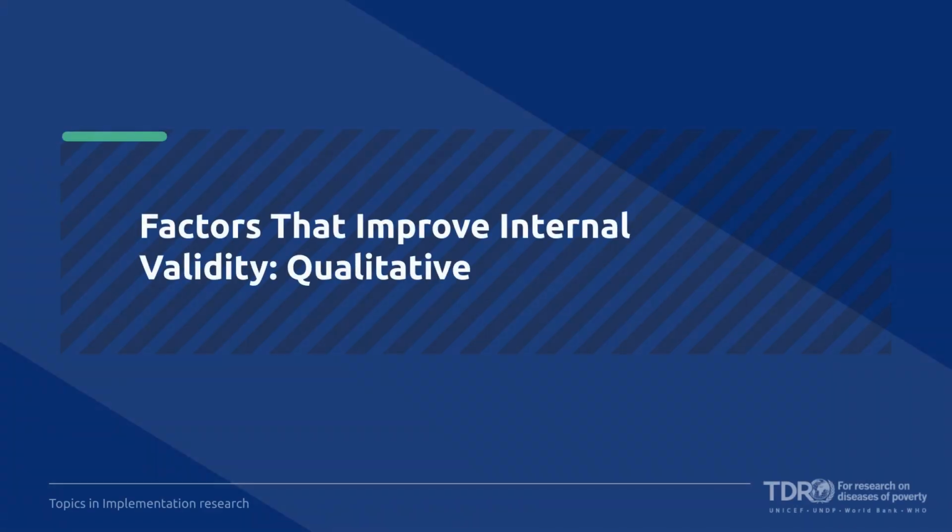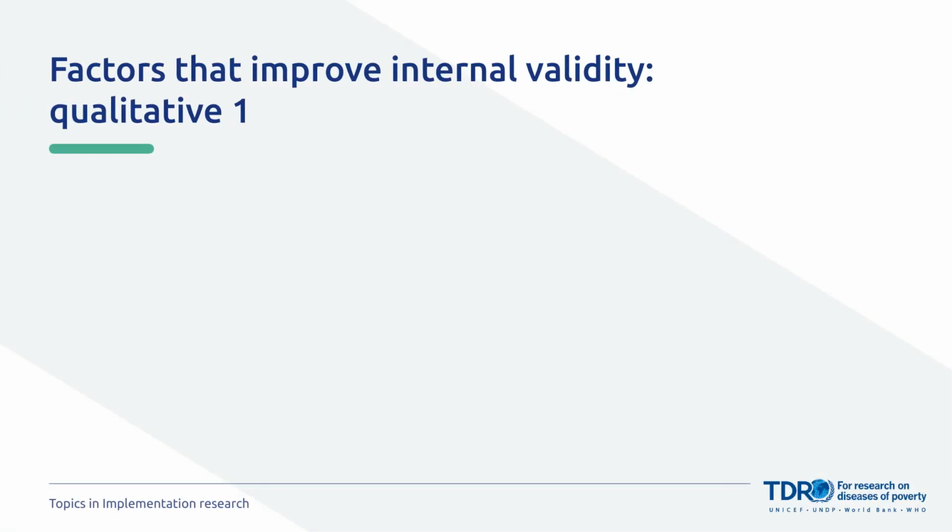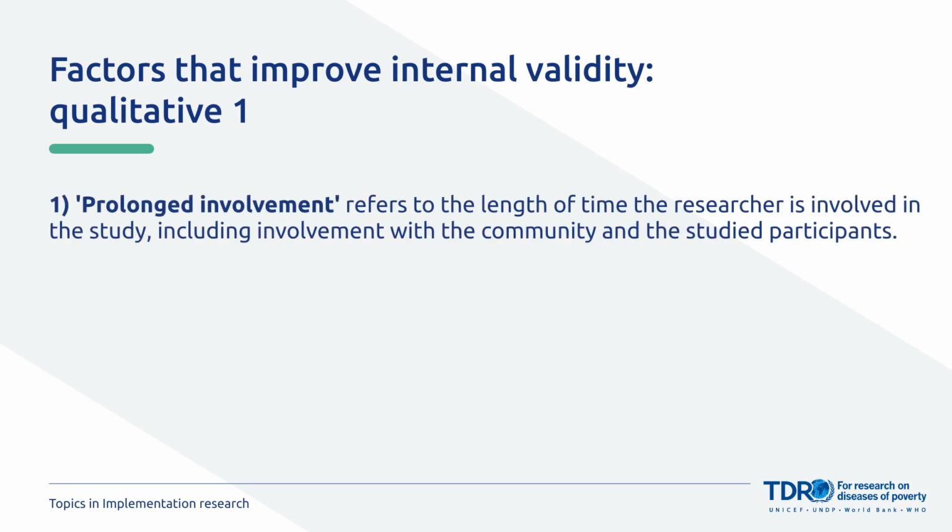Let's take a moment to talk about implementation research that uses qualitative methods to improve internal validity. The following approaches can help ensure internal validity. Prolonged involvement. This involves the researcher spending a significant amount of time in the study, engaging with the community and participants. For instance, researchers may belong to the community being studied, or have an extended study duration.